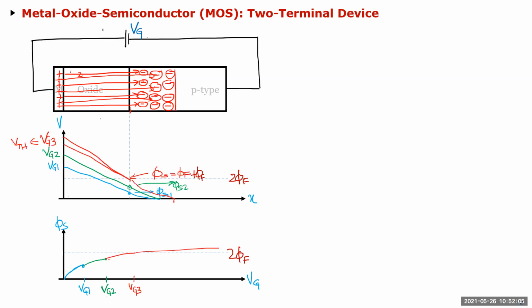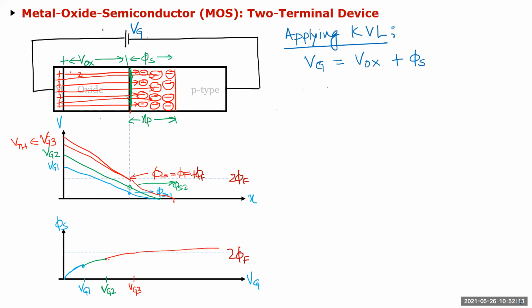When it reaches a value of 2φF, which is 2 times the Fermi potential of the p-type material, then a channel is formed there, and this channel is an n-type channel. That's why it's called inversion, because it inverts the p-type to n-type. At this point, whatever that gate voltage is, we call it the threshold voltage of this device. Now we go about calculating this.